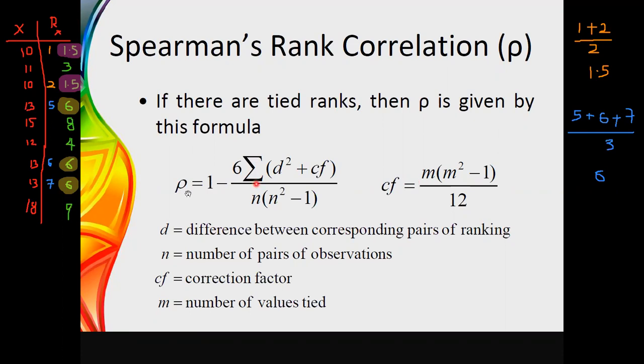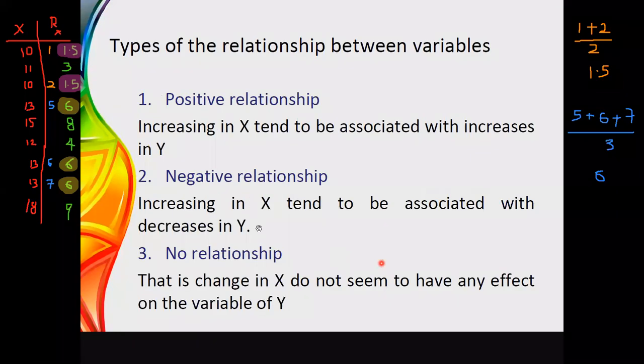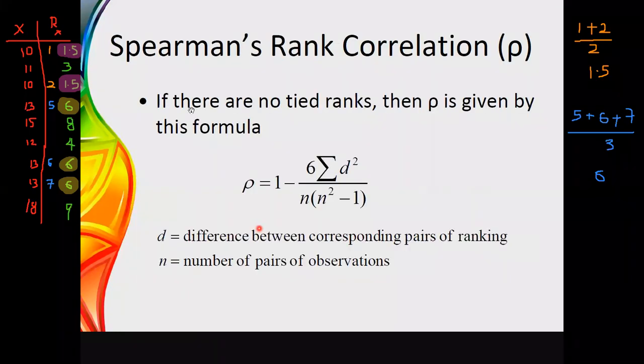Using this equation, you can simply obtain the values for the Spearman's rank correlation. The same meaning applies for the other terms: d is the difference between corresponding pairs of rankings, and n is the number of pairs of observations. And now we will discuss an example of how to use this equation.